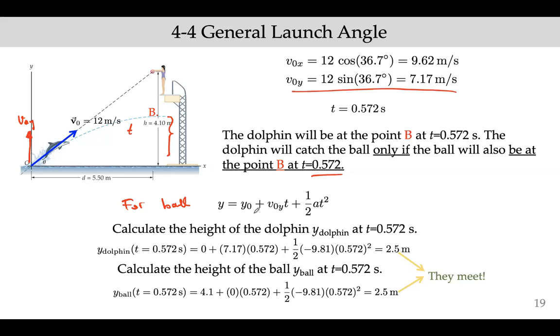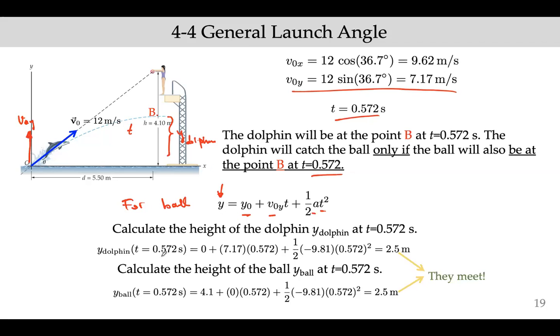Okay, so I know the initial position for the dolphin. I know its initial velocity in the y direction. I know acceleration is gravity. I know time, which I calculated, which is here. So from all of this information, I can find y. And y will be the height of the dolphin, which is actually this height. I can call it y dolphin. I can calculate it from this formula.